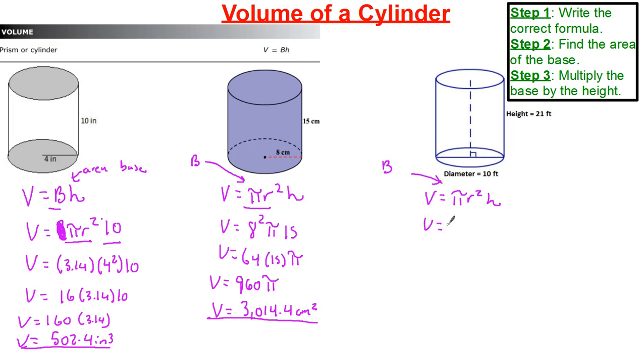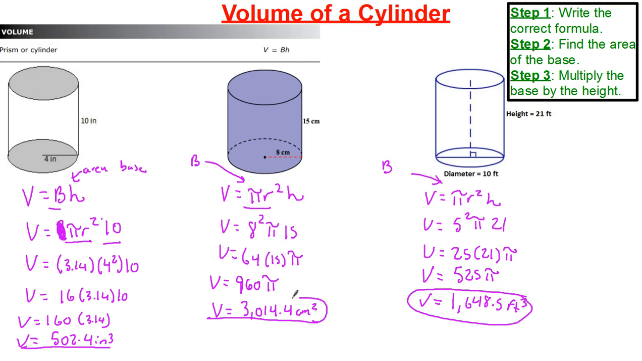So volume is equal to, the diameter is 10, so my radius must be 5, so it's going to be 5 squared pi multiplied by the height of 21. So volume is equal to 25 times 21, and then pi. 25 multiplied by 21 is going to give me 525 pi. So if you were to be asked to leave it in terms of pi, it would just be 525 pi, but then multiplied by 3.14, 1,648.5 feet cubed.